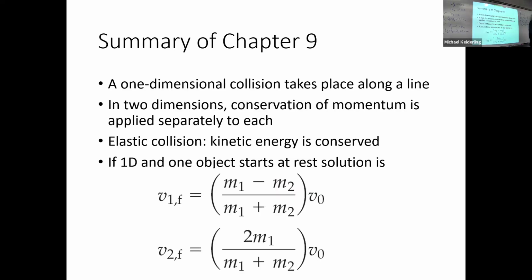In an elastic collision, kinetic energy is conserved. If it's in 1D and one object starts at rest, the solution is V1 final equals mass 1 minus mass 2 over mass 1 plus mass 2 times V naught. V2 final is 2 M1 over M1 plus M2 times V naught.